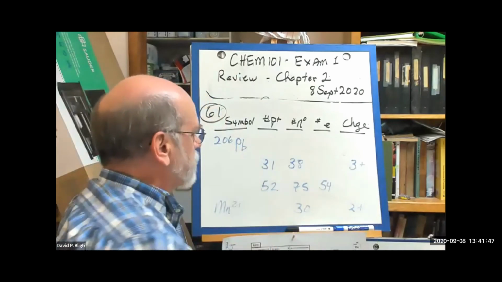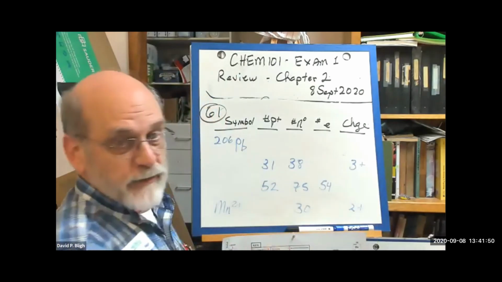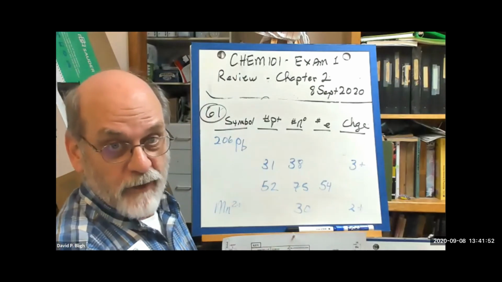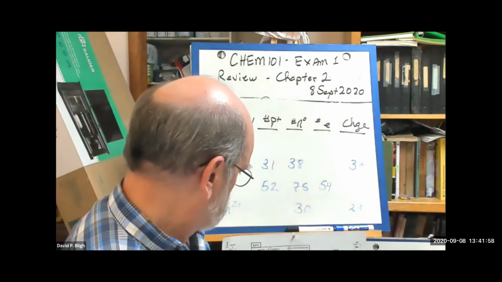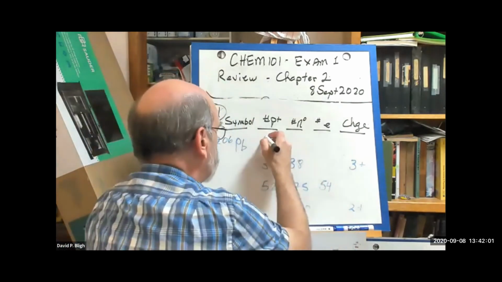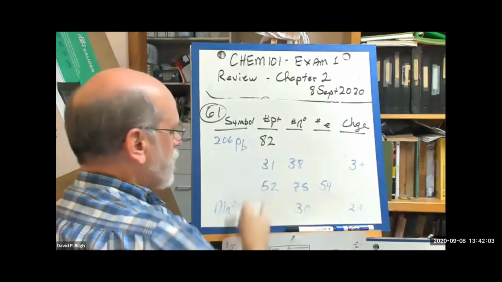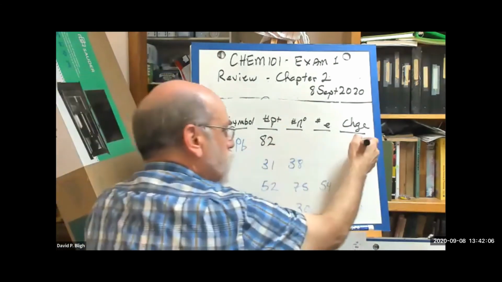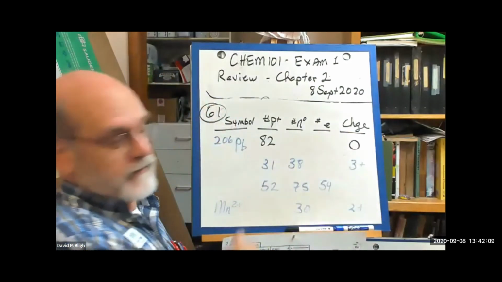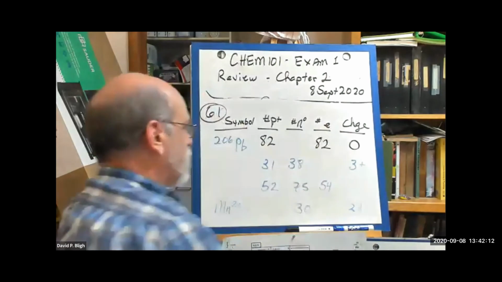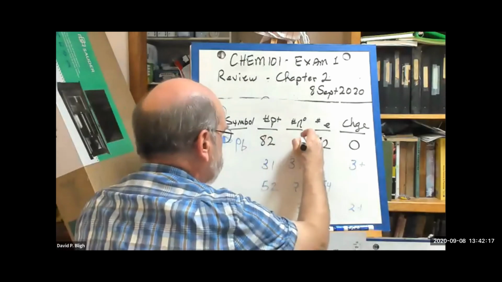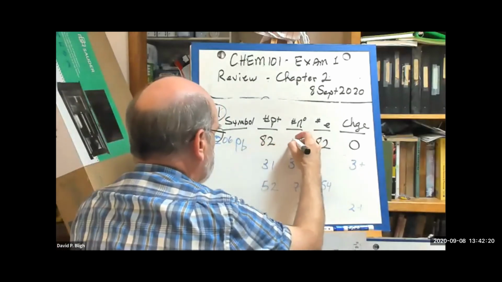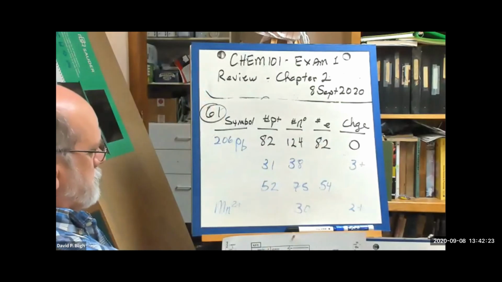So, starting with lead, how many protons? Look it up, right? Lead. 82 protons. There's no charge, right? No charge. So how many electrons do you have? 82. How many neutrons? Subtract 82 from 206. So that'd be 124. Is that right? Yeah, that's right.